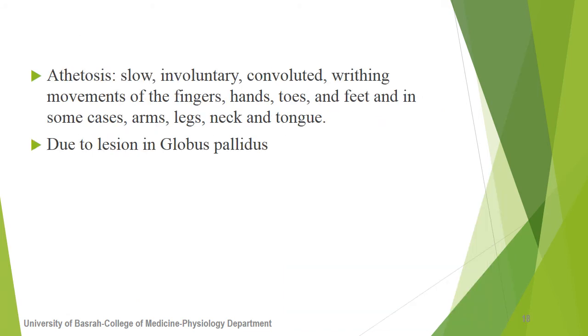Okay, another movement is called athetosis. It differs from chorea. First of all, athetosis occurs because of damage to the globus pallidus nucleus. It is slow, not rapid. It's also involuntary, not under the control of the patient. It's convoluted, writhing, like a wave, curving. It usually occurs in the distal parts, in the fingers and hands, maybe in the toes and feet, and even in the arms, legs, neck and tongue. Any distal part can show athetosis. And we said it is due to a lesion of the globus pallidus.